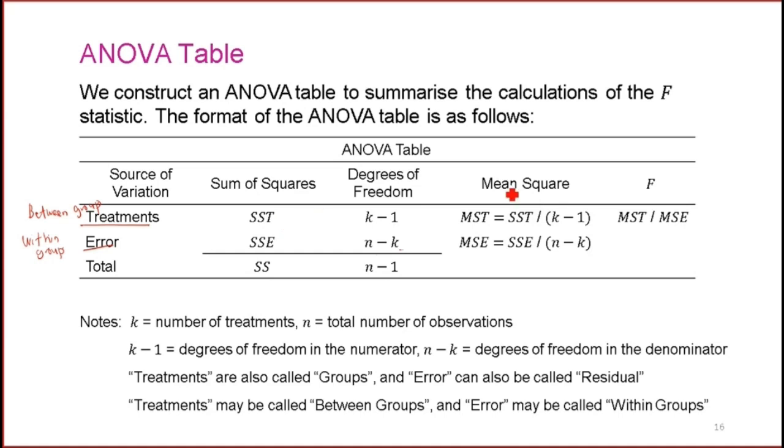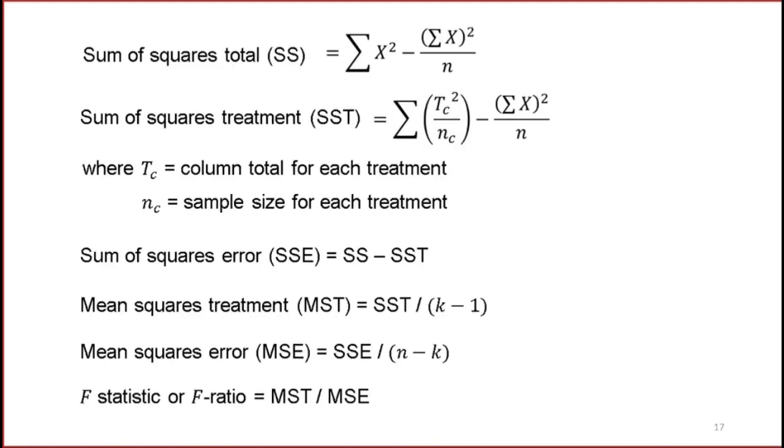If you want to find the mean square, SST divided by K minus 1, and SSE divided by N minus K, so you get MSE. Then for the F test, MST divided by MSE. So how do we get the sum of squares total? This is the formula for each term we use, SS, SST. TC is the column total for each treatment, NC is the sample size for each treatment, which is for each group.